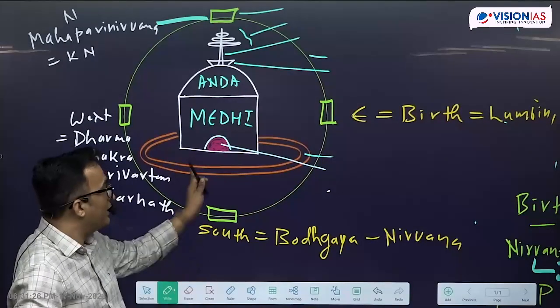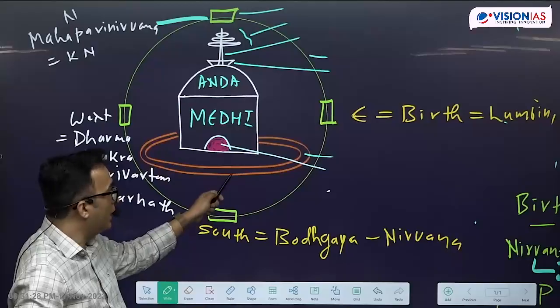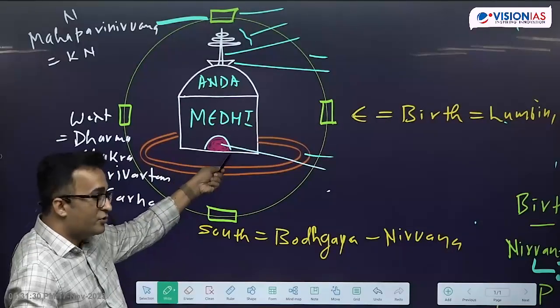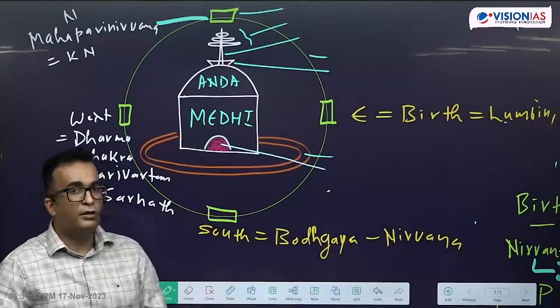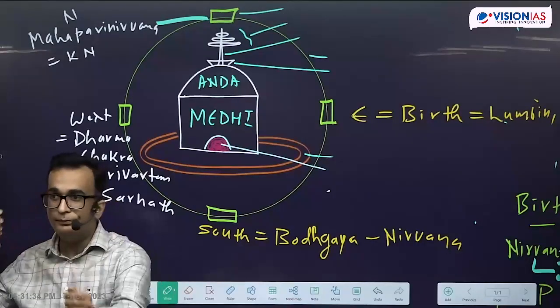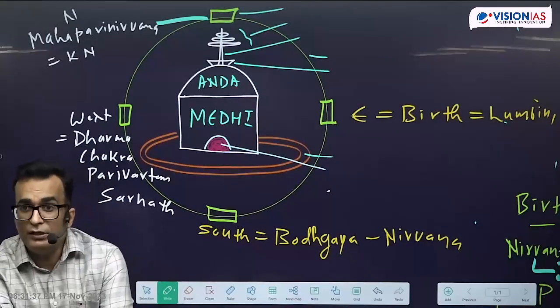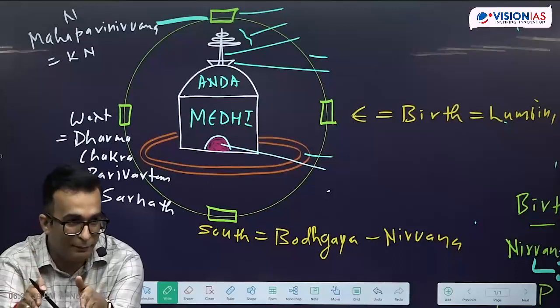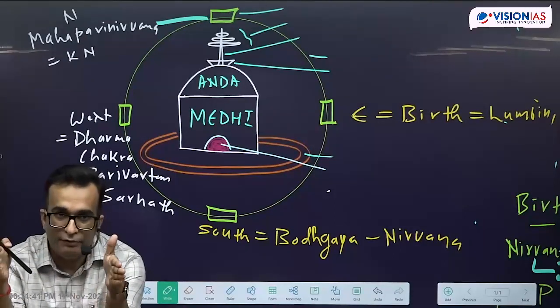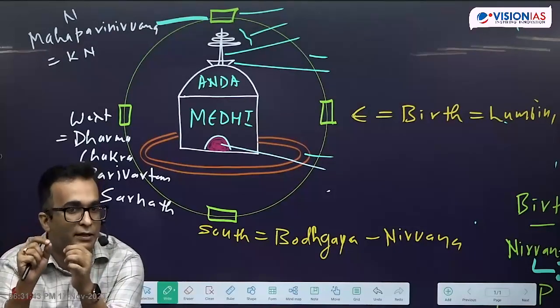अब अंदर चलते हैं. ठीक है? So now we have entered the stupa. There is this fixed structure, and there is this parikrama path or pradakshina path. Since we maintained that once the relics of the Buddha are kept and covered with the medhi, you cannot enter inside the medhi.